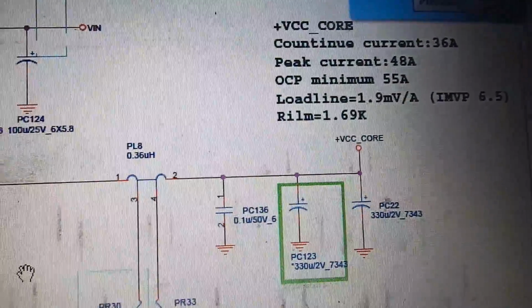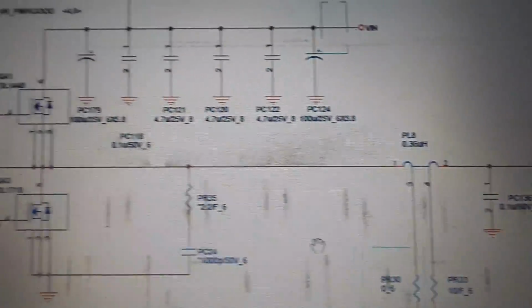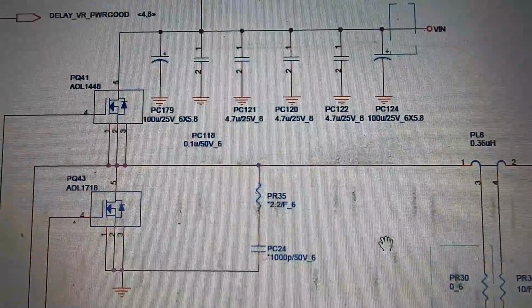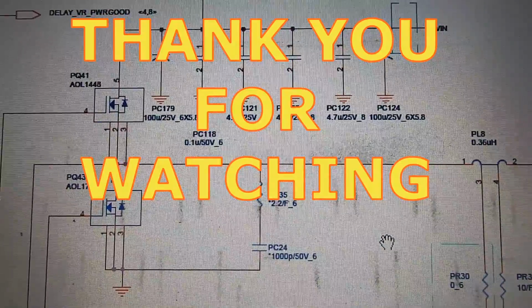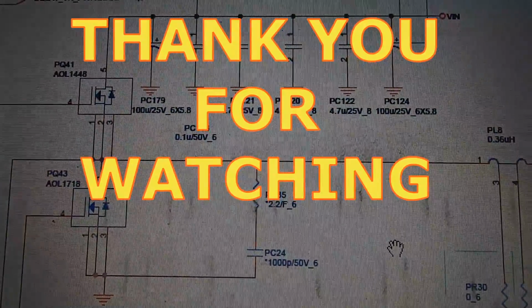Here are two causes of a total dead laptop that often happen, in addition to other causes that are very diverse.